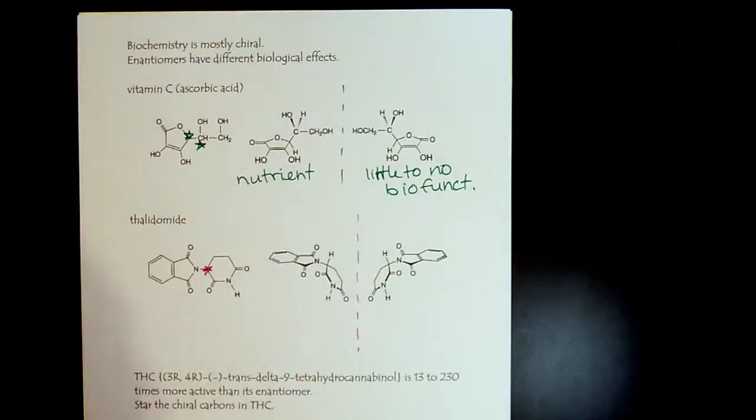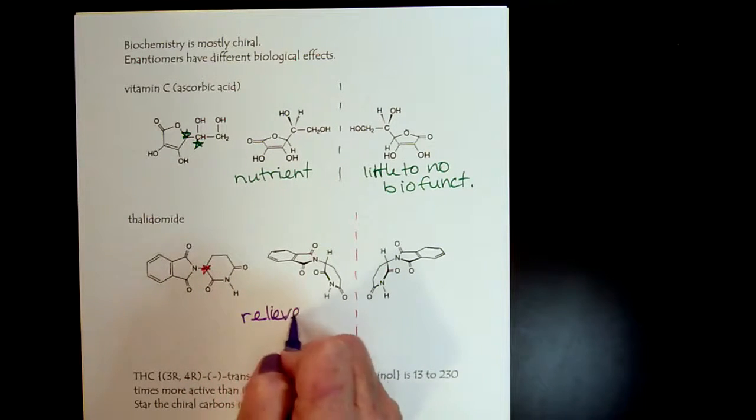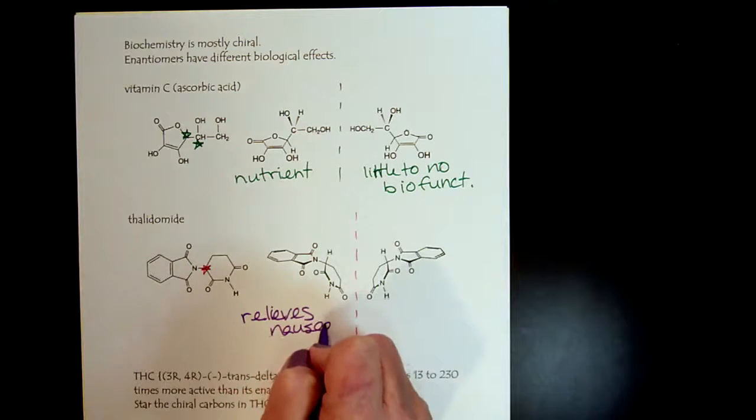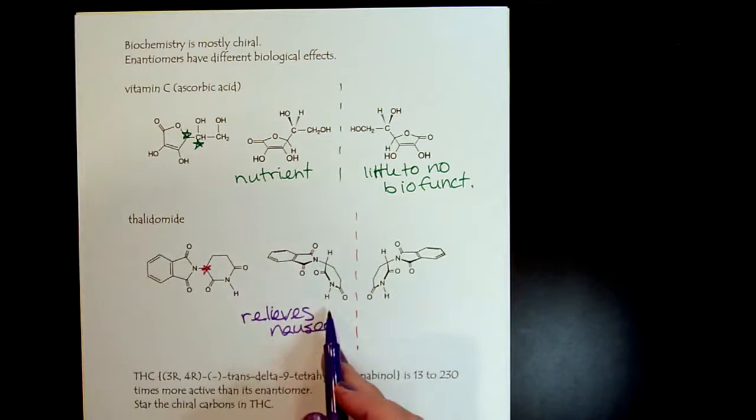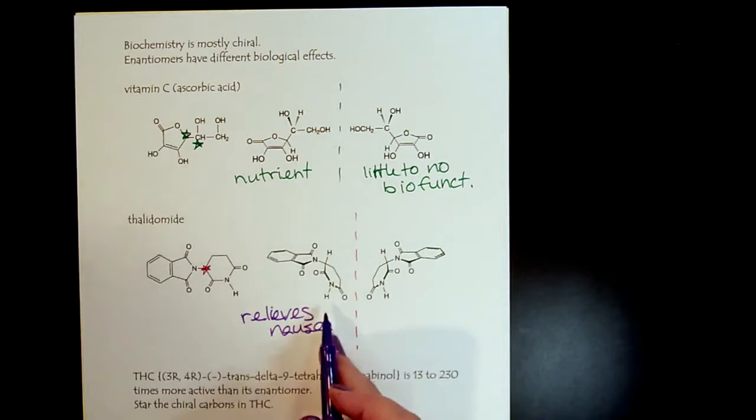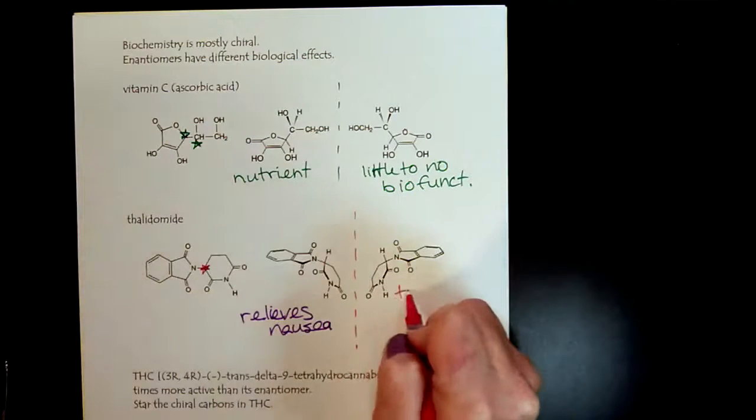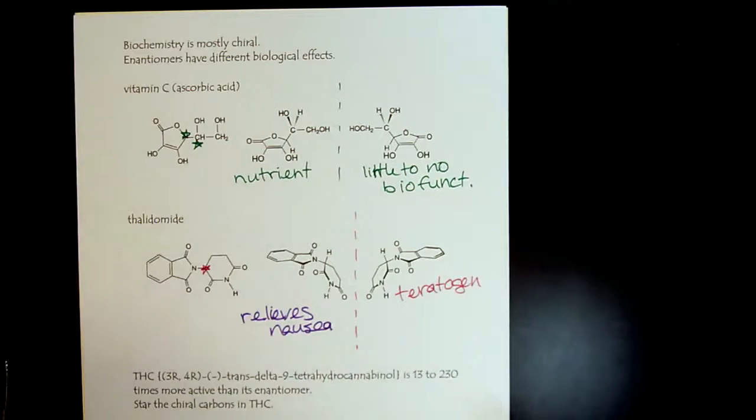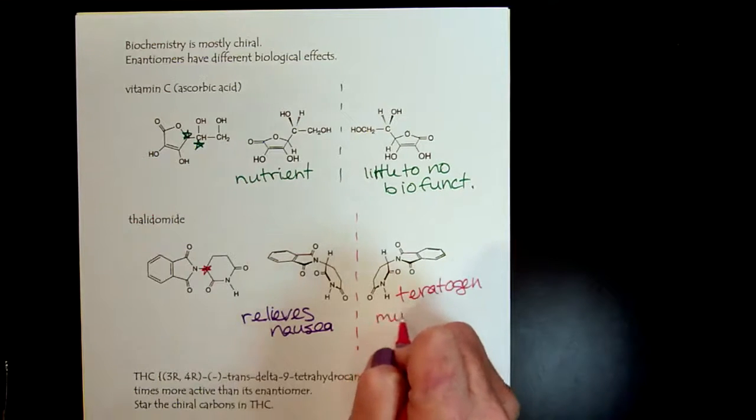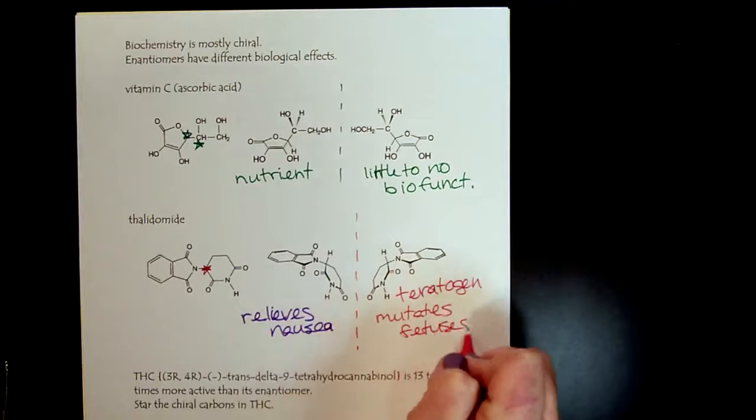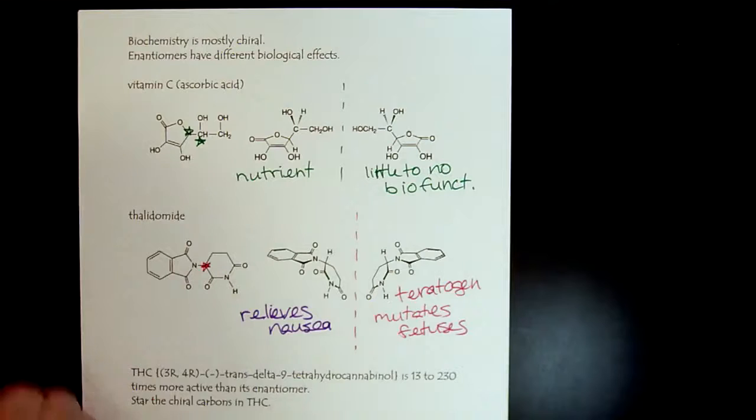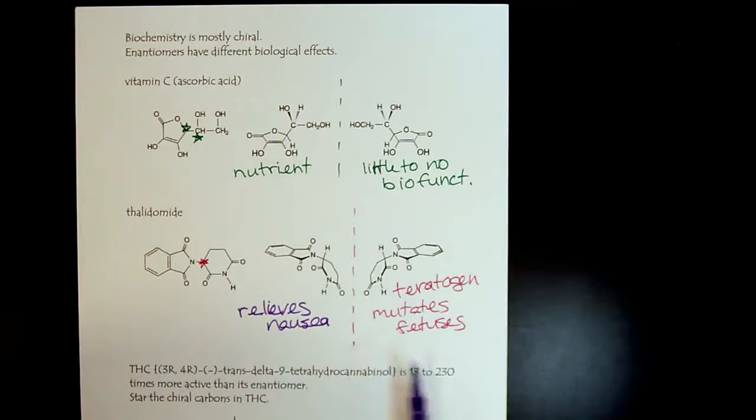This enantiomer here relieves nausea and was prescribed, I think, late 50s, early 60s in Europe for women that were pregnant because they had morning sickness, and this enantiomer did a great job of relieving nausea. Unfortunately, in the body, it isomerized into its enantiomer, and the enantiomer is a teratogen. And what a teratogen does is it causes mutations in fetuses. And so shortly after, within less than a year of them prescribing thalidomide to relieve nausea, infants were being born with the flipper hands and feet with these mutations from the thalidomide. So it was quickly taken off the market.